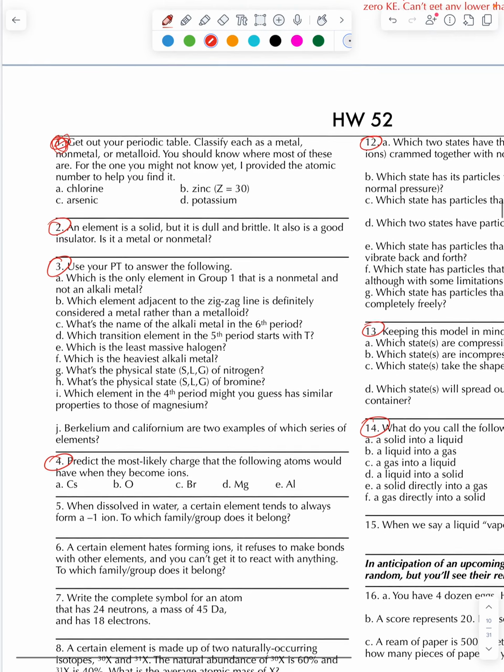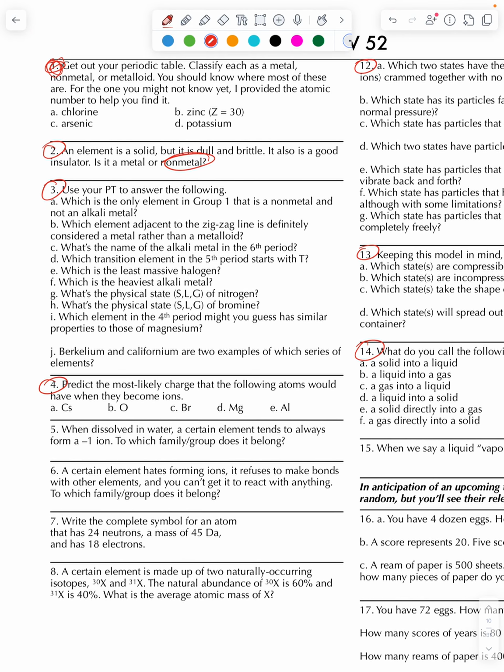I can't really go back and forth, but let's see if I can just get the answers here. Which is the only element in group 1 that is a nonmetal? Well, that's hydrogen. Which element adjacent to the zigzag line is definitely considered a metal rather than a metalloid? If I went up there, you would see aluminum. What is the name of the alkali metal in the 6th period? Okay, we'll go up there.